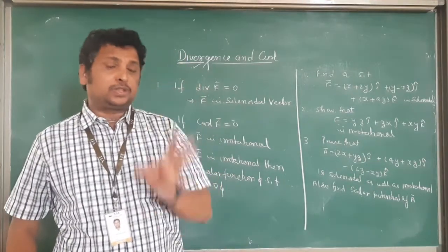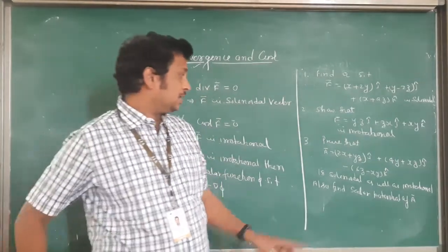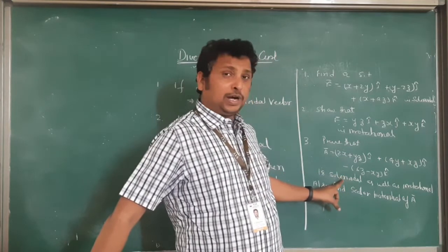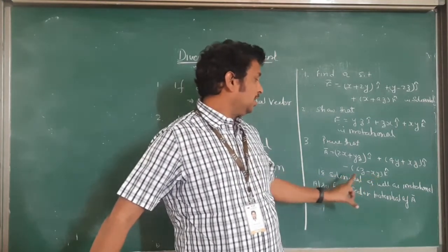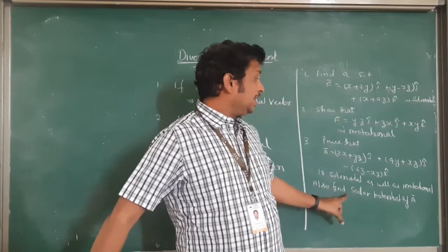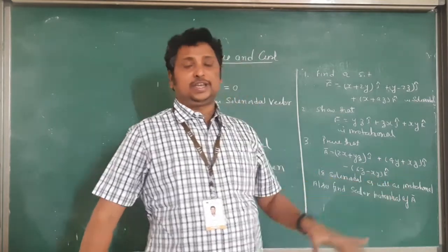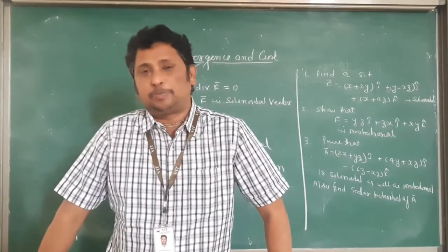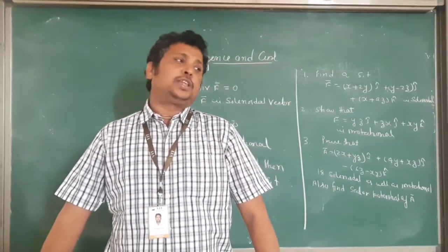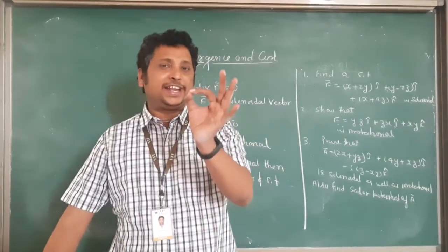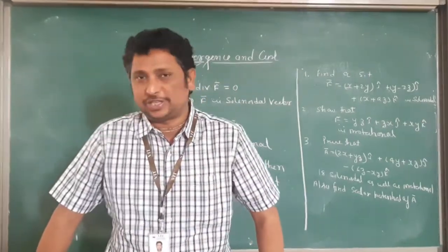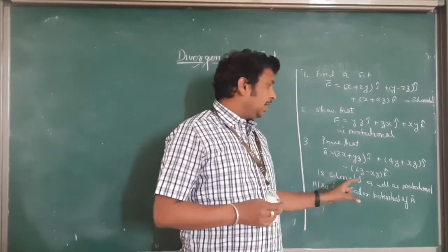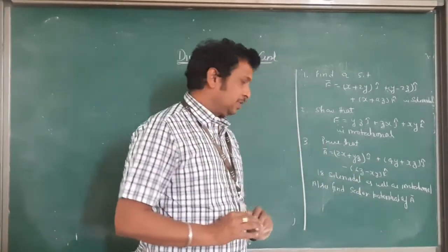So sometimes they will ask a question like this, third: a vector A is given, prove that it is solenoidal as well as irrotational. Also find the scalar potential for A. If curl is 0, then we can calculate the scalar potential. How do we calculate the scalar potential? I will explain in that question. The solenoidal and irrotational parts you will do by yourself.